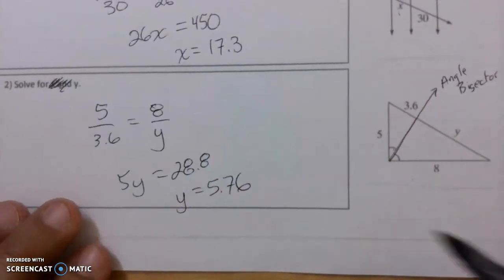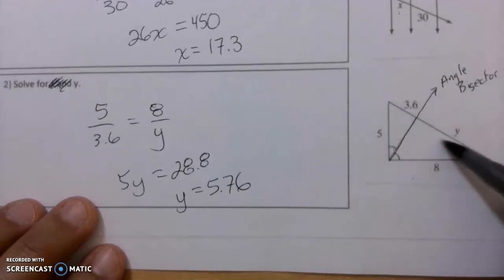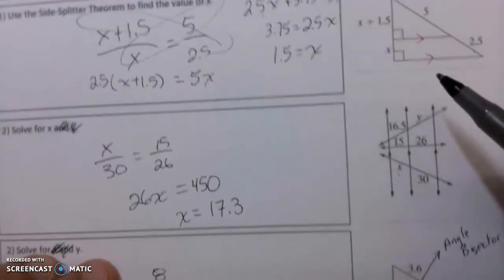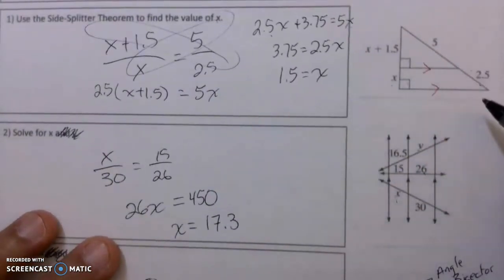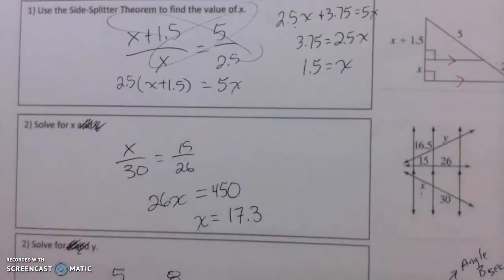All right. So if you have an angle bisector, things get split proportionately. If you have a parallel line to the third side, this triangle gets split proportionally. Just set up a proportion, cross multiply, and solve.